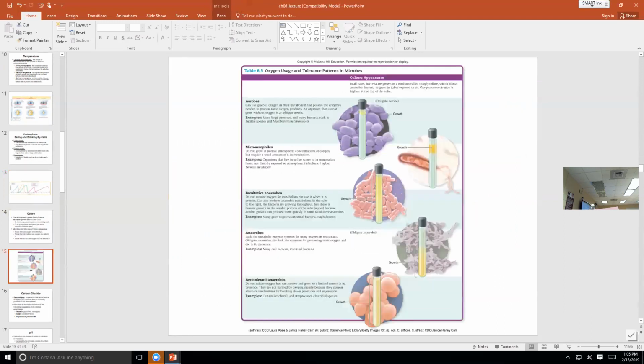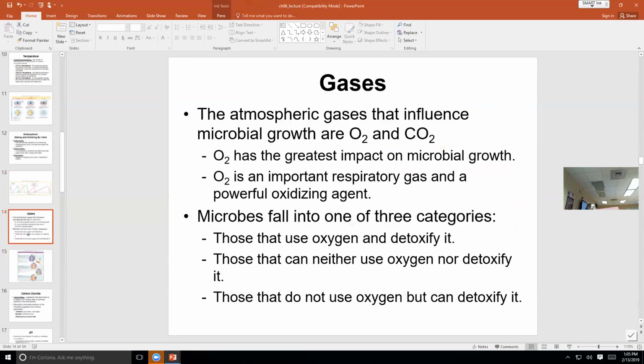Same thing with gases. Do we know that there's some bacteria that cannot survive in the presence of oxygen? What do we call them? We call them anaerobes. If we had an organism that had to have oxygen, an aerobe, an aerobic organism, I'm not going to put it in an anaerobic environment. I wouldn't get it out, right?